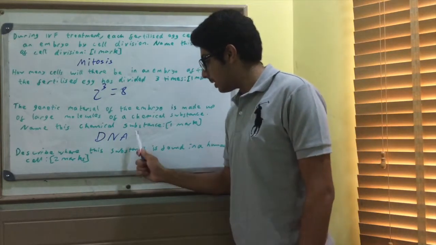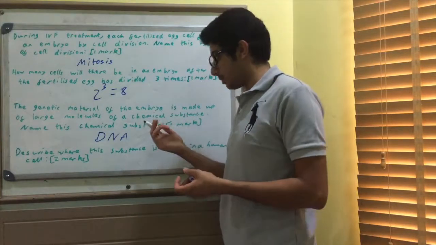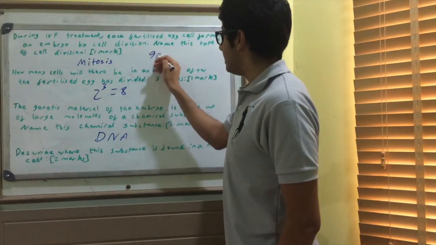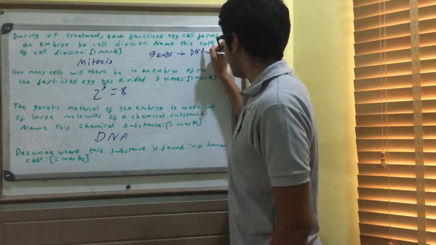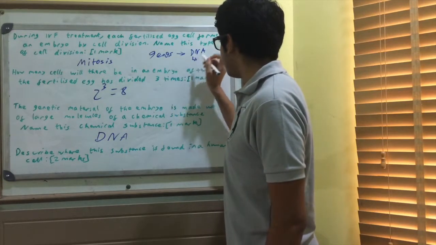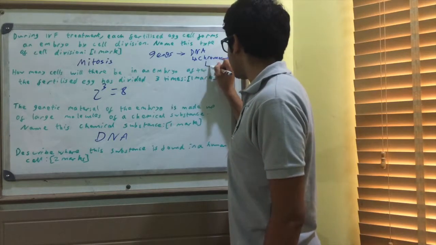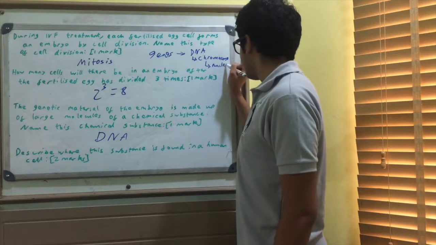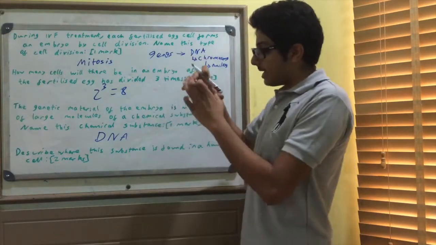Describe where this substance is found in a human cell. 2 marks. Where is DNA found? To do that, we need to know the structure. So first of all, it's genes. Genes are found in your DNA. DNA is found in your chromosomes. And chromosomes are found in the nucleus of the cell.